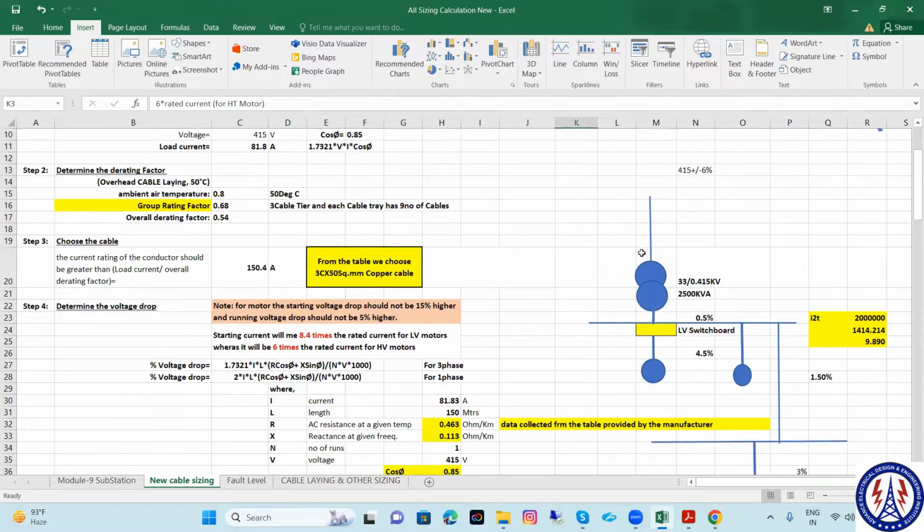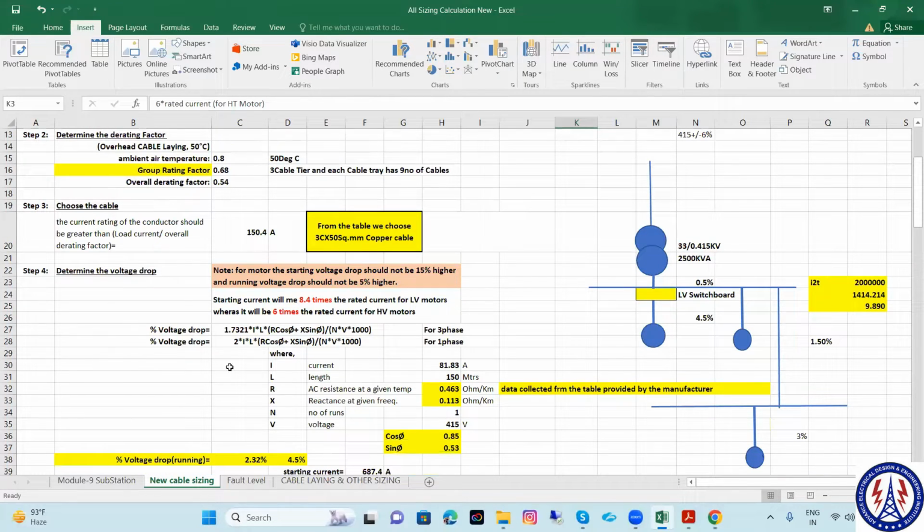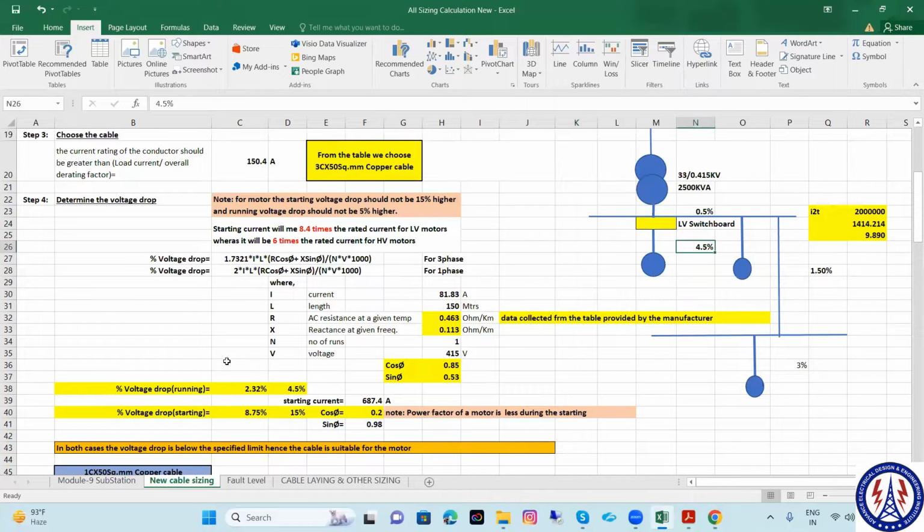Okay, so the voltage drop criteria is understood, how this is coming, and this is the overall voltage drop. Here you can see I am sizing from the panel to the motor. So the limit is 4.5%. I will put everything in the formula √3 IL (R cos phi + X sin phi).